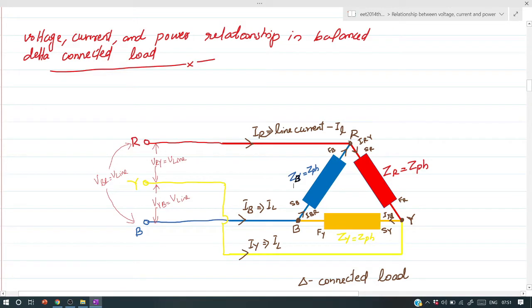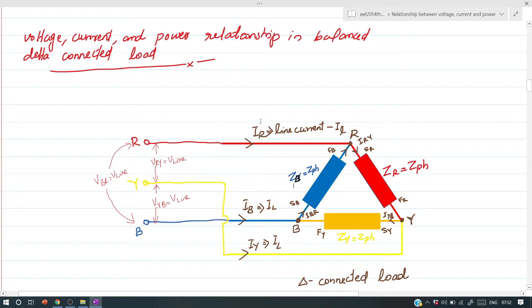So the current flowing through the R and Y branch, or simply R phase, is IRY. Similarly, the current flowing through YB terminals, that is IYB, is the current flowing through Y phase. Similarly, the current flowing through B phase is IBR. Now we can apply KCL over here. When we are considering R phase and applying KCL, this current is entering this node. Similarly, this current is also entering this node, but this current is leaving from this node. So IR plus IBR is equal to IRY.